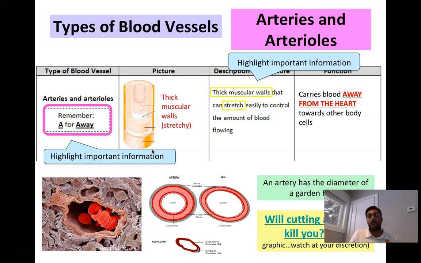You never want to sever an artery, fun fact, because if you sever an artery, the blood is moving at such high pressure, you will literally spray blood. It'll project far, you'll lose a lot of blood much faster than if you cut a vein.